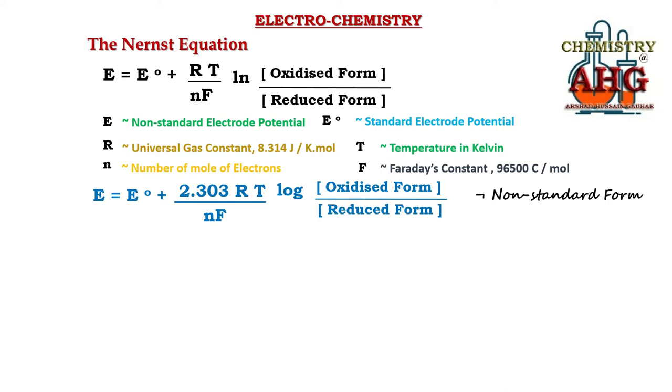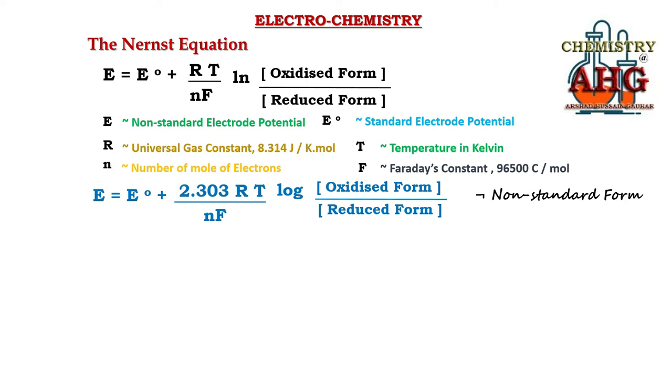And whenever in a numerical problem the conditions of temperature are constant, that is we are given 298 Kelvin or 25 degrees Celsius temperature, then we can use the standard form of the Nernst equation. What is the standard form? Whenever temperature is constant at 298, then R is also constant, 2.303 is another constant, and F is also a constant. So what we can do with these constants, we just multiply and divide them and get another constant for the standard form of the Nernst equation.